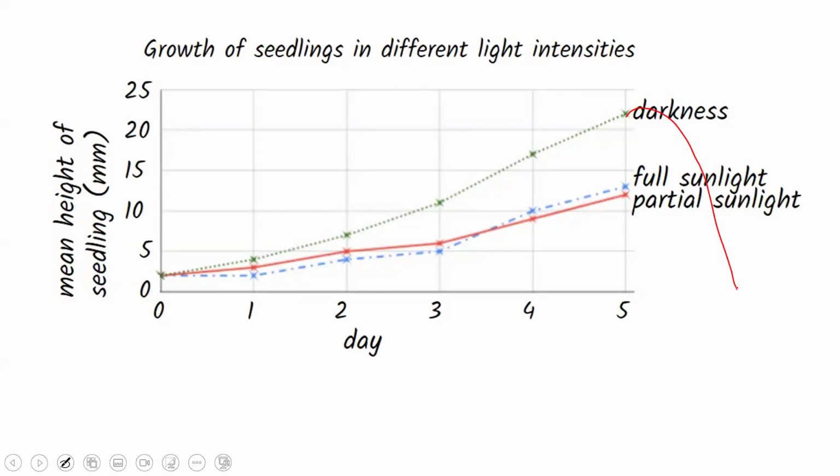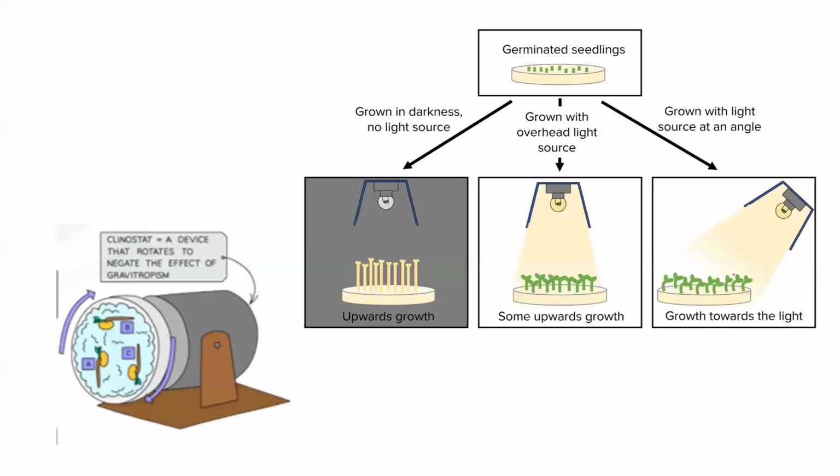Okay, and your partial and your full sunlight are pretty much the same, really. There's very little difference between them, because the amount of sun that's actually required is relatively small. Okay, right. So that method that you've got there, you need to know.